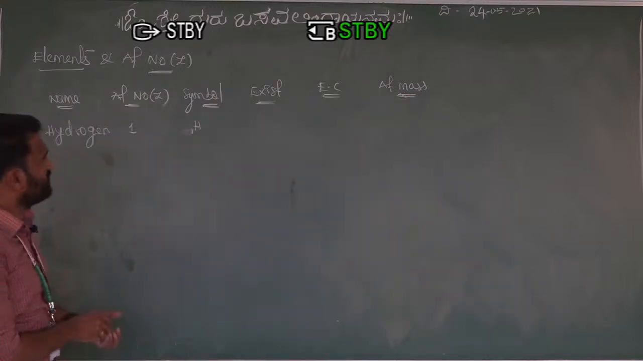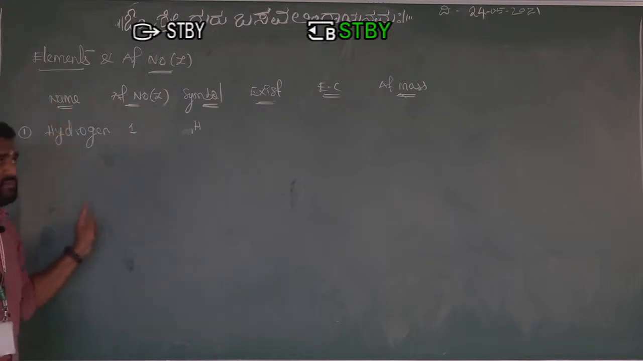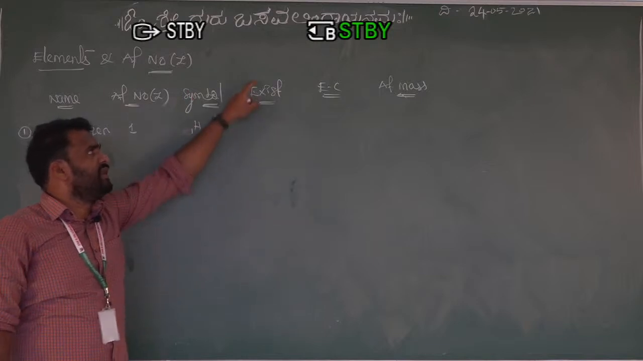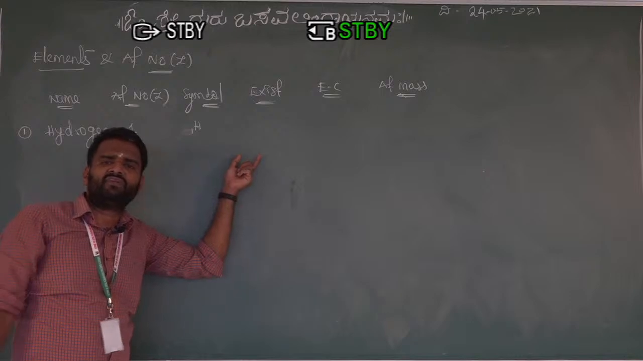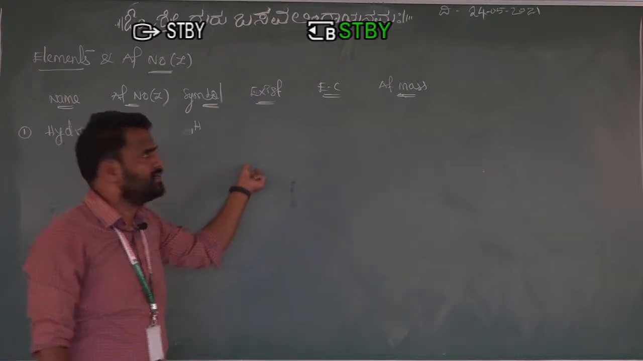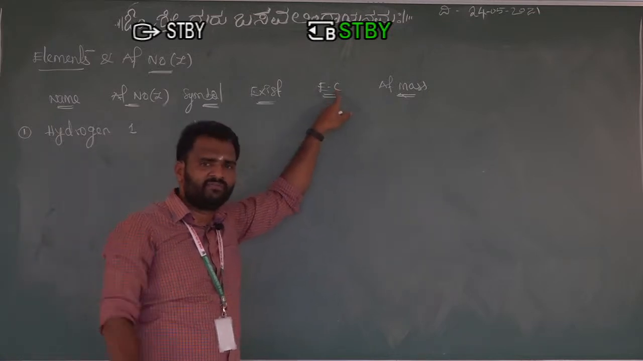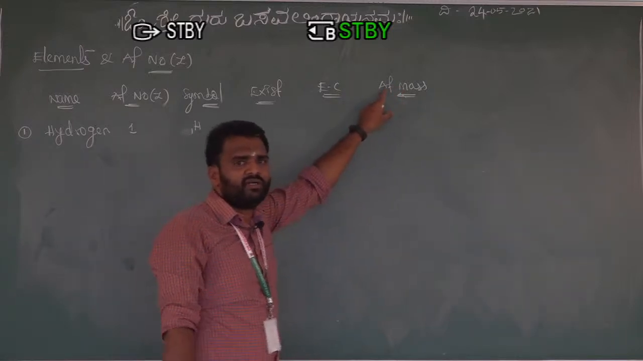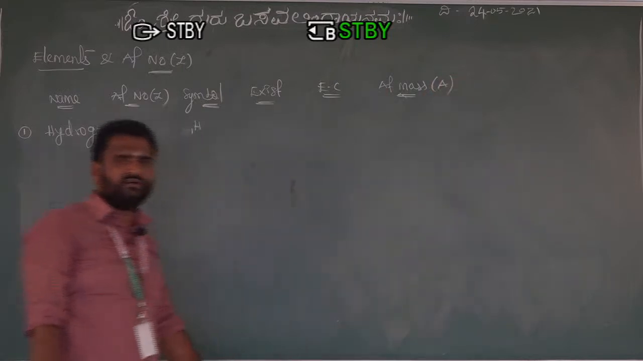Atomic mass of the element. So totally here you will have 6 columns. In the first column, the name of the element; second column, atomic number; third column, symbol of the element; then existence in nature, whether it exists in pure elemental form or in combined form, which we are going to discuss. Next, electronic configuration, EC. Next, atomic mass, which will be denoted by A. A is the atomic mass of the atom.